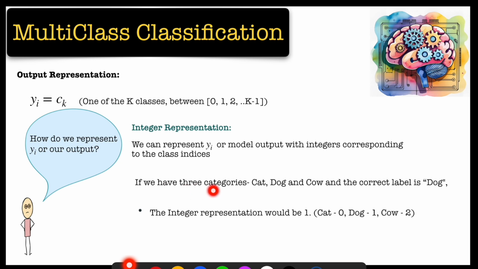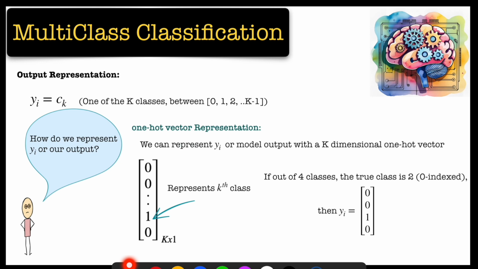If we have three categories, let's say cat, dog and cow, and the correct label is dog, then the integer representation would be 1. Basically cat is 0, dog is 1, cow is 2, with zero indexing, and the class indices will be our output representation.